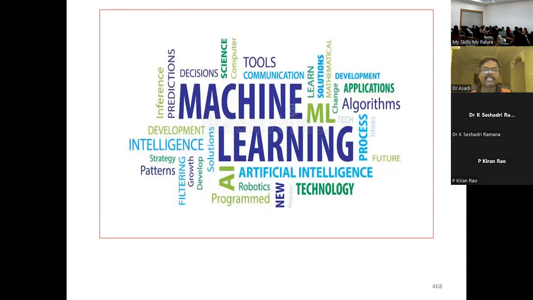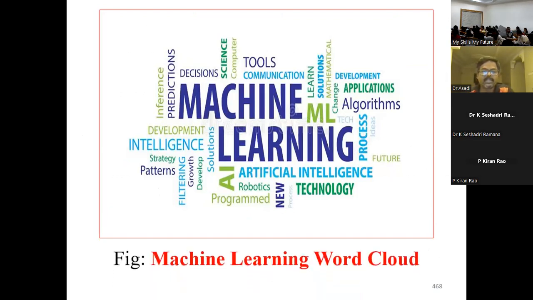So what is the technical name of this image? See, I have incorporated inference, predictions, intelligence, strategy, pattern, everything. The technical name of this image is called machine learning word cloud.